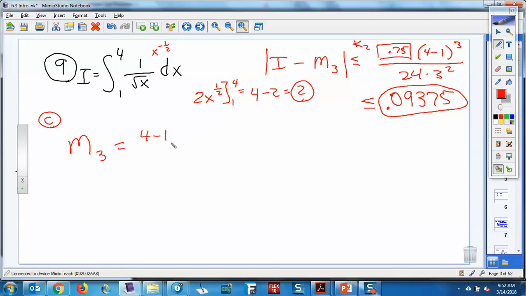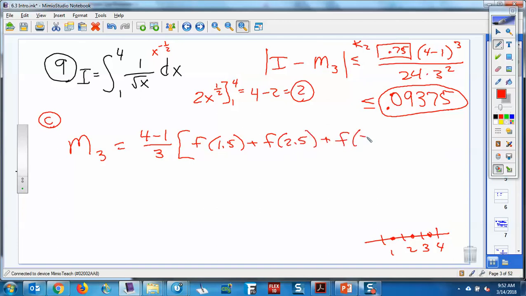So you could do 4 minus 1 over 3, right? And then, now we probably need a little number line here. So this is 1, this is 4, and you're going to do 3, so that's easy, they're going to be 1 wide, but where are the midpoints? The midpoints are in here, right? So 1.5, 2.5, 3.5, so f of 1.5 plus f of 2.5 plus f of 3.5. Okay? So there's your midpoint.